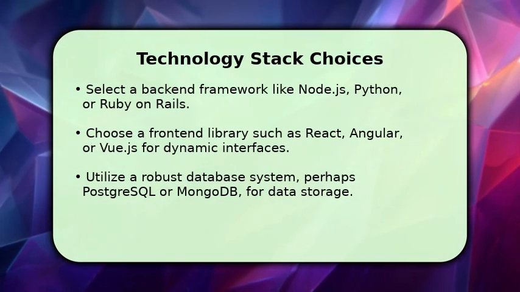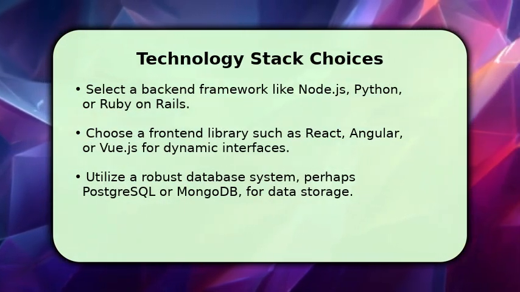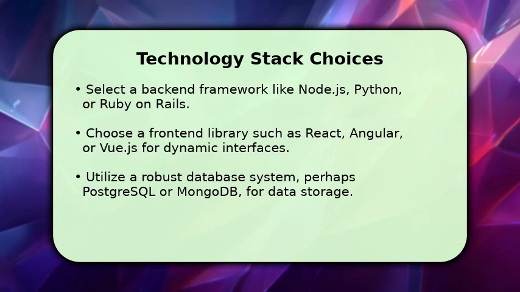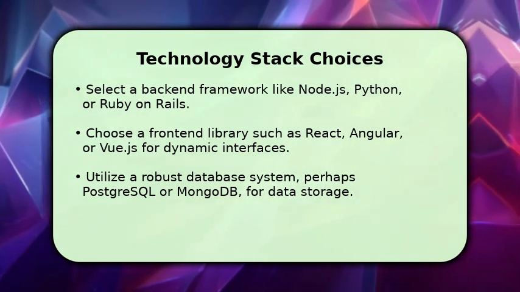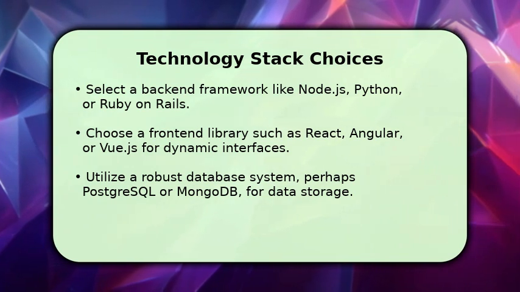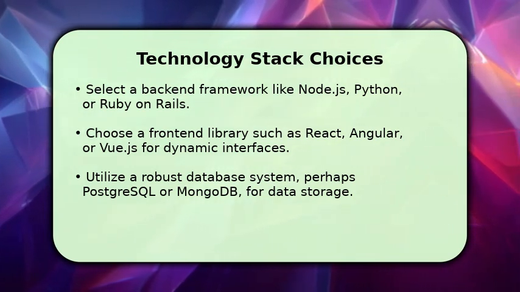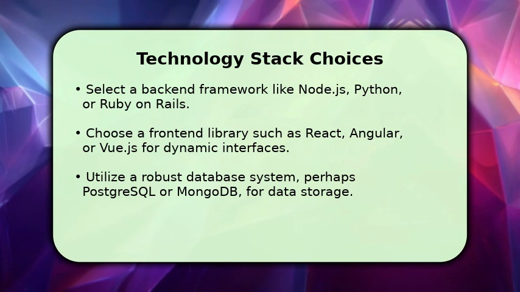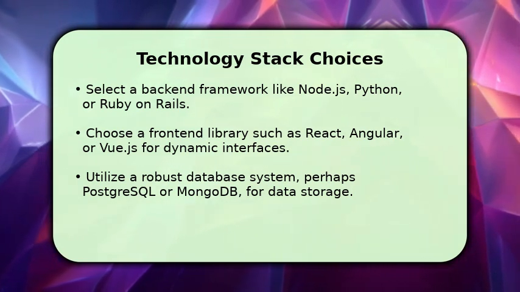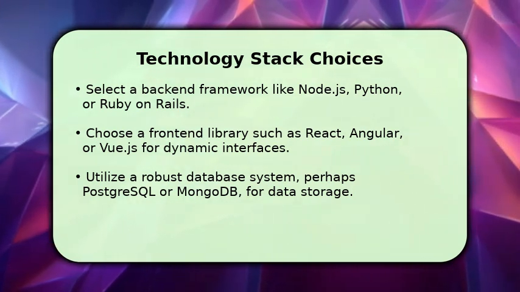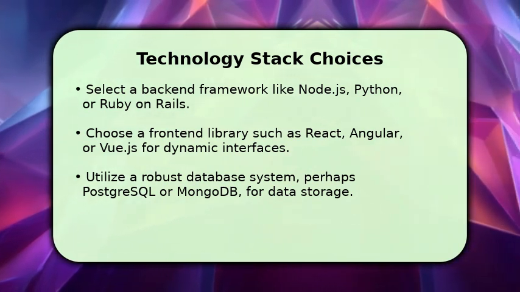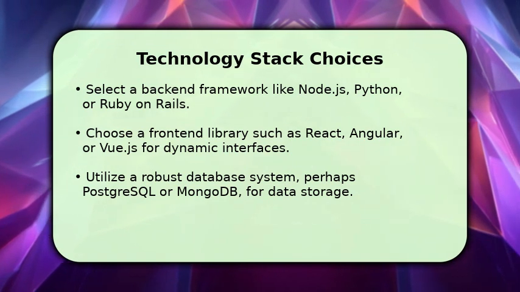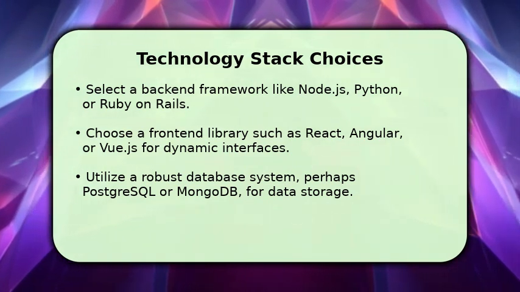For the technology stack, consider a powerful backend framework like Node.js or Python with Django. For the frontend, a modern JavaScript library such as React or Vue.js will create a dynamic user experience. A reliable database like PostgreSQL is essential for managing product, order, and user data. Don't forget to implement strong security measures for user authentication and data protection across the entire platform.